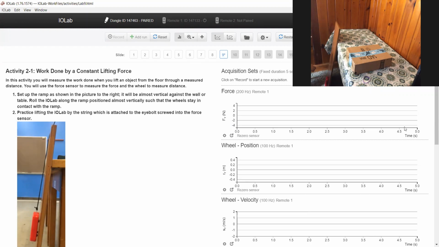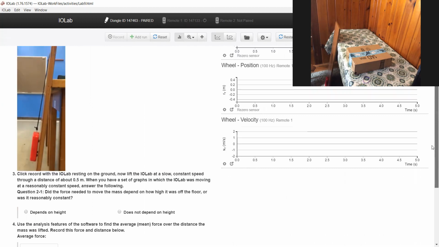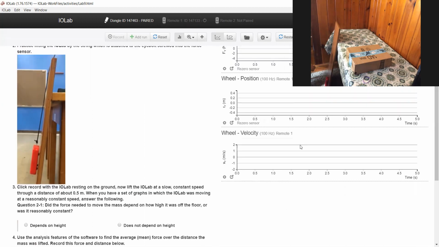Okay, then what they want is to click record with the IOLab resting on the ground. Now lift the IOLab at a slow and constant speed to a distance of about 0.5 meters. So you may use your meter tape to make it around 0.5 meter. Okay, your choice.